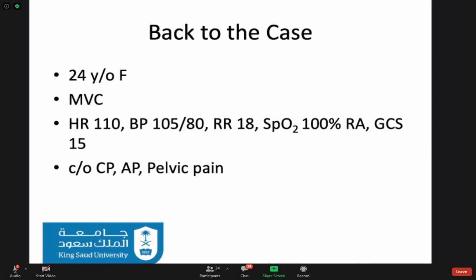As he has a pelvic pain, it will do a stability D. We'll go for D.